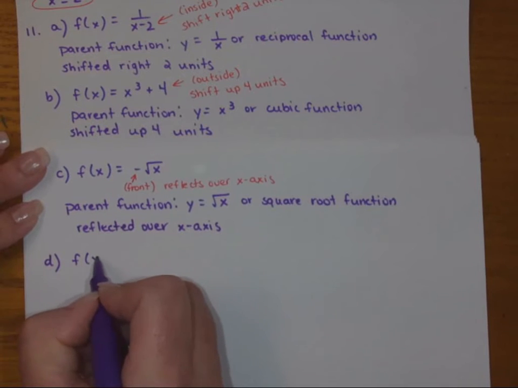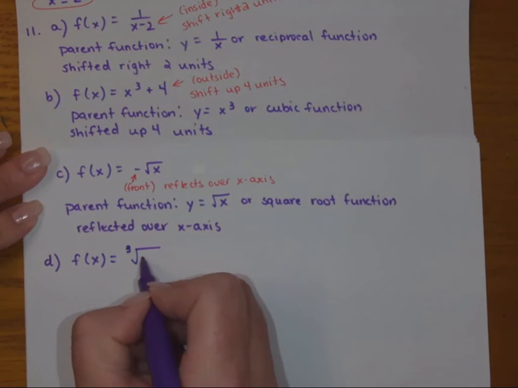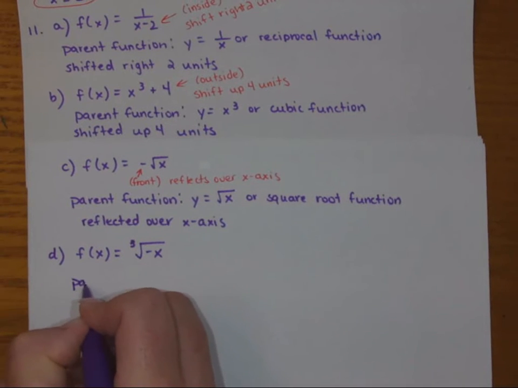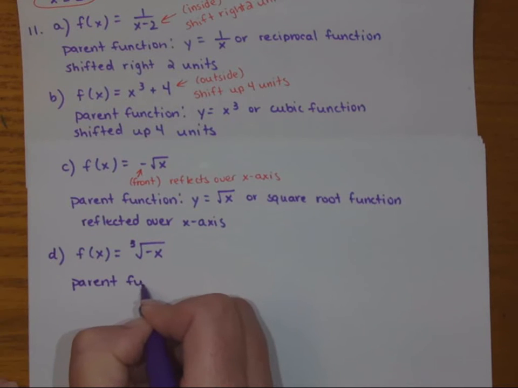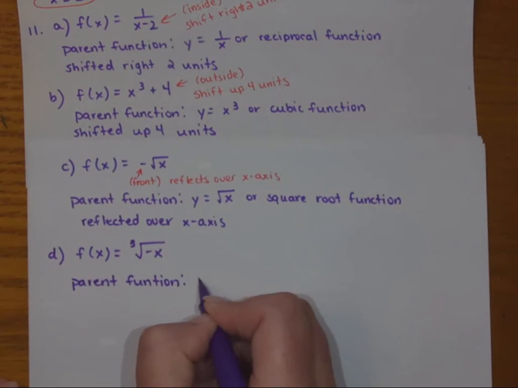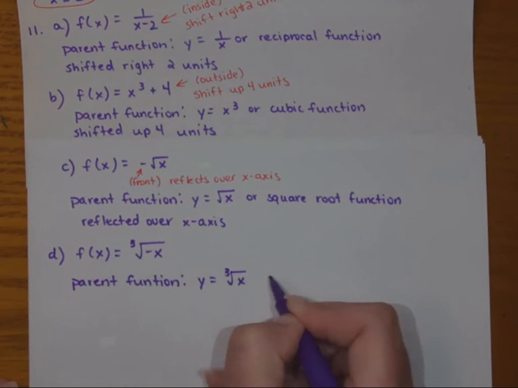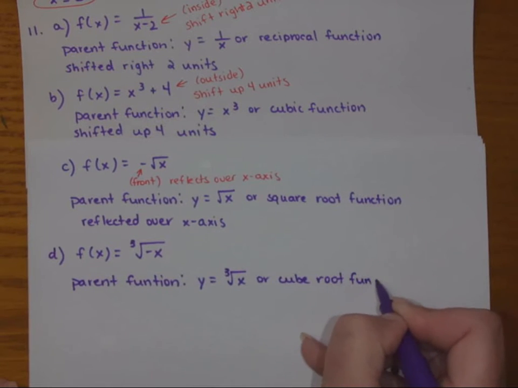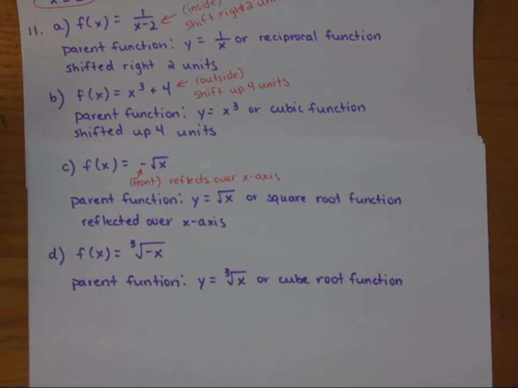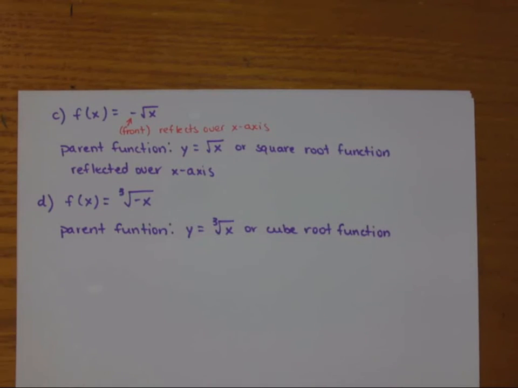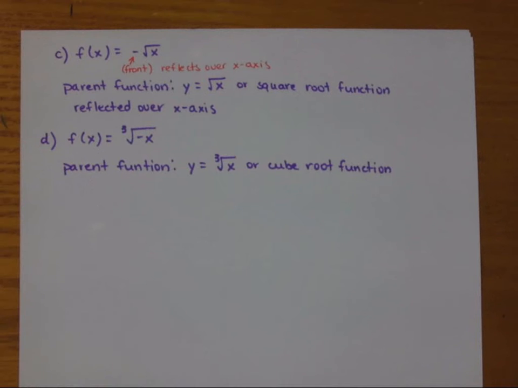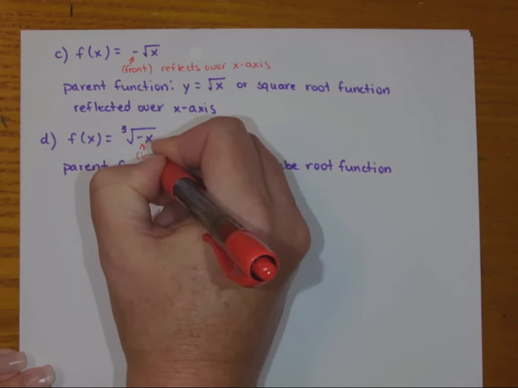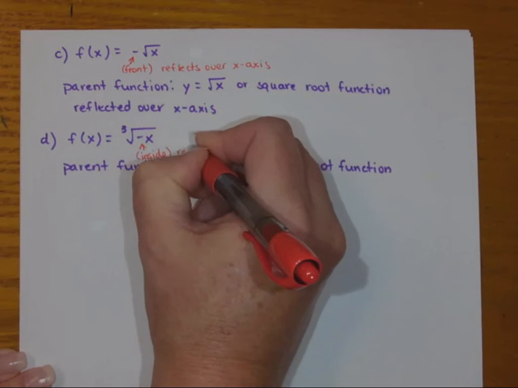D is f of x equals the cube root of negative x. So notice how this is different. Okay, the first thing is it's a different type of function, right? So this time the parent function is the cube root function, or y equals the cube root of x. And remember that has a different look to it, right? Remember the square root function is a sideways half parabola, whereas the cube root function is not a half, it's a sideways full cubic function. So notice how this negative is on the inside. Okay, so that means it reflects across the y-axis.